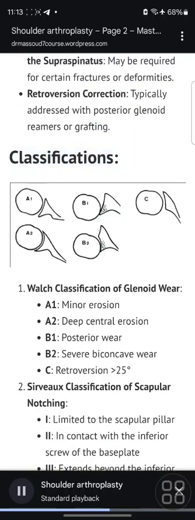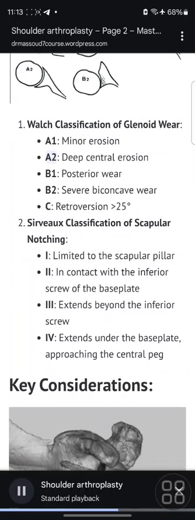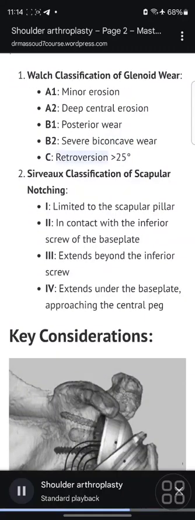Classifications. 1. Walch classification of glenoid wear. A1. Minor erosion. A2. Deep central erosion. B1. Posterior wear. B2. Severe biconcave wear. C. Retroversion greater than 25 degrees.